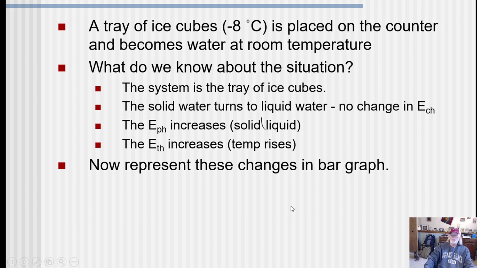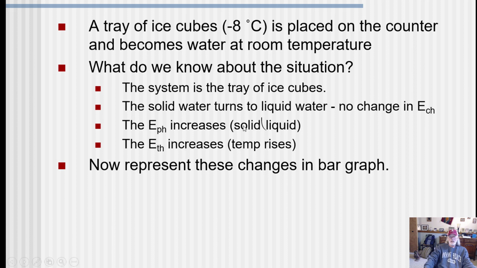Well, let's try a tray of ice cubes. It's -8 degrees Celsius. Placed on the counter, it becomes water at room temperature. What do we know about what's happening to the ice cubes? The system itself is the tray of ice cubes. Solid water turns into liquid water, so there's no chemical change here. H2O is still H2O. We are changing the phase.